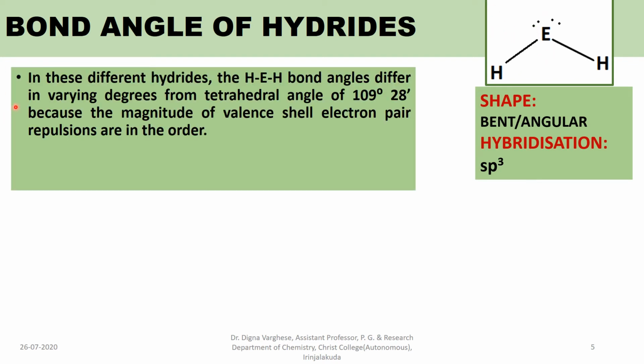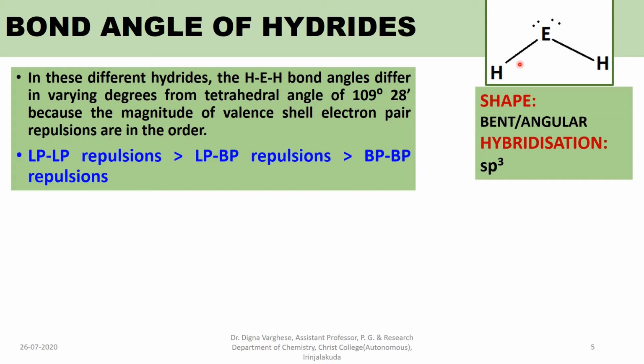In these different hydrides, the H-E-H bond angle differs in varying degrees from the tetrahedral angle of 109 degrees 28 minutes, because the magnitudes of valence shell electron pair repulsions are in the order: lone pair-lone pair repulsion is higher than lone pair-bond pair repulsion, which is always higher than that of bond pair-bond pair repulsions.